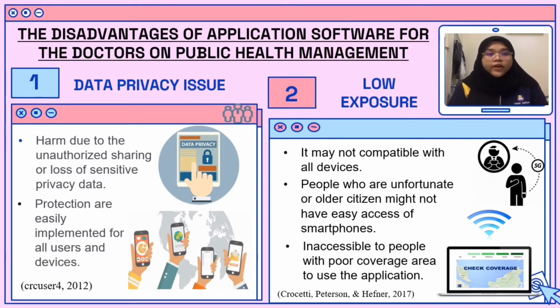For example, our chosen application, which is MySejahtera, is a recent application that was created by the government in order for Malaysian citizens to receive their vaccination dates and updates about the COVID-19 cases. However, people who are unfortunate or older citizens might not have easy access to the application. In addition to that, it could be inaccessible to those who live in poor coverage areas in order to use the applications.